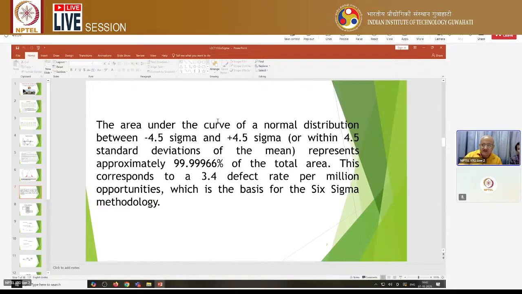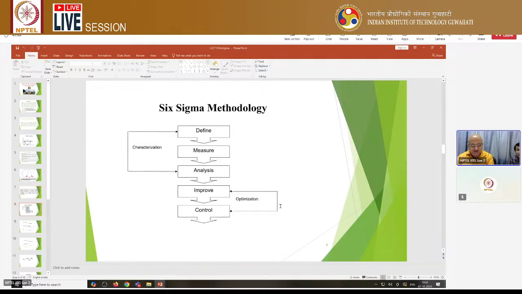The area under the curve of the normal distribution corresponds to a 3.4 defect rate per million opportunities. That means if an airline is running at 6 sigma, then when 1 million flights have taken place, only about 3.4 times will there be some big or small problem, out of 1 million, meaning 10 lakh. So it is a very, very rare chance.